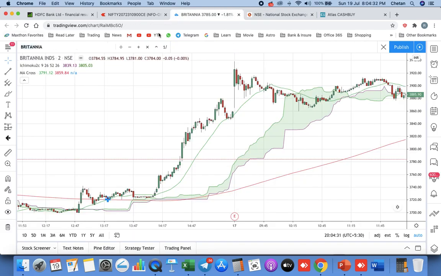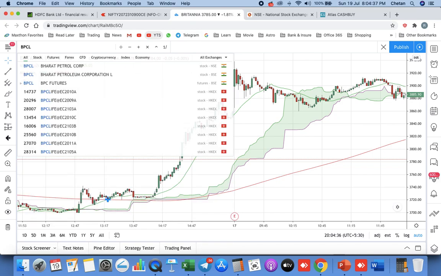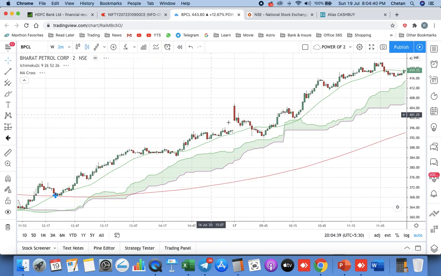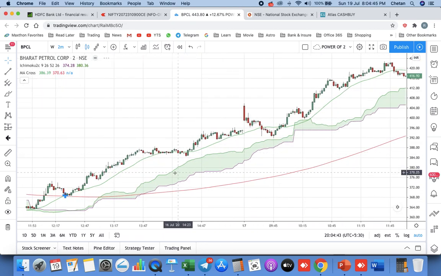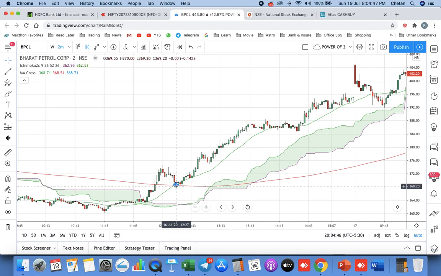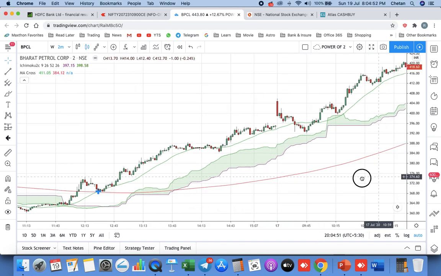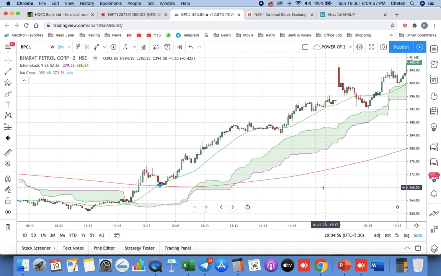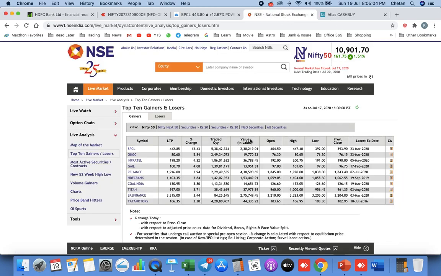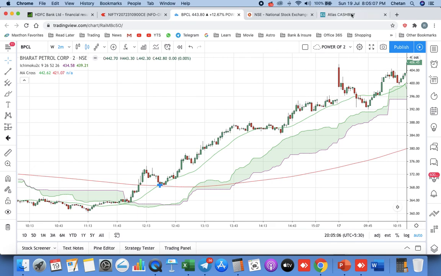Just see here what is the signal which we got on Thursday itself. For BPCL, if you see here, we got the signal on 16 July at 12:27. There is no whipsaw at all. It's a clear biased signal. After that we reached almost 442. Once we got the signal here at around 368, the price of the 400 call was almost 10 rupees or something. You can check it yourself.